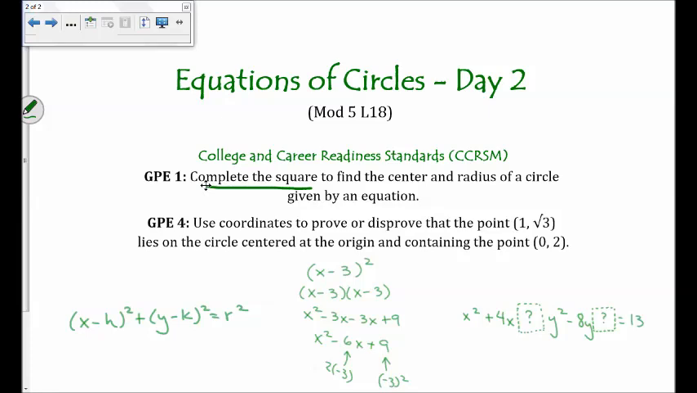And then we're also going to re-hit GPE 4, which is where we use coordinates to prove or disprove that a given point lies on a given circle. All right, let's get started.